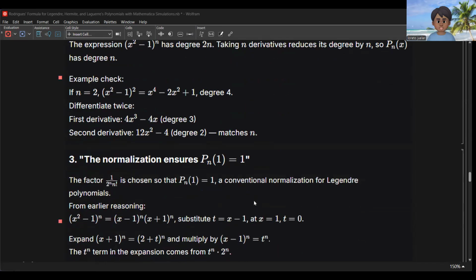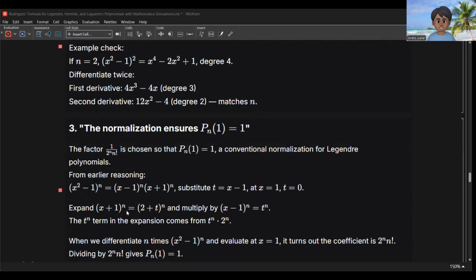The normalization ensures P_n(1) is equal to 1. The factor 1 over 2 to the n times n factorial is chosen so that P_n(1) equals 1, a conventional normalization for Legendre polynomials. From earlier reasoning, we have the product factoring (x squared minus 1) raised to the n as (x minus 1) multiplied by (x plus 1). So our t here is equal to x minus 1, and at x equal to 1, t equals 0.